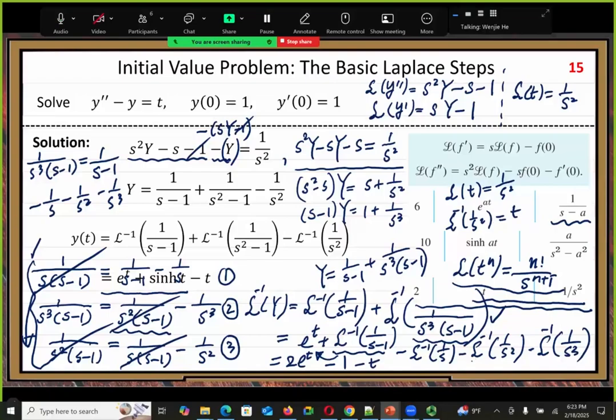The next inverse Laplace transform. Then the third one, n equals 2. So Laplace of t squared equals 2 over s cubed. So inverse of 1 over s cubed equals 1/2 t squared. So minus 1/2 t squared.